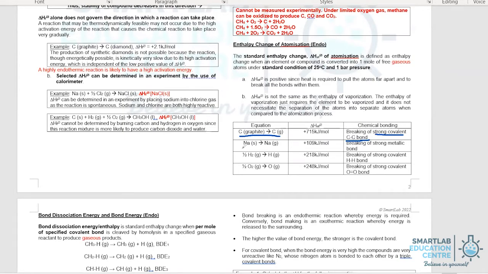In the case of standard enthalpy change of atomization of sodium, you'll be looking at the breaking of the strong metallic bond. In the case of the atomization of hydrogen gas, you'll be breaking the single H-H covalent bond. And finally, for the atomization of oxygen, you'll be breaking the O=O double bond.